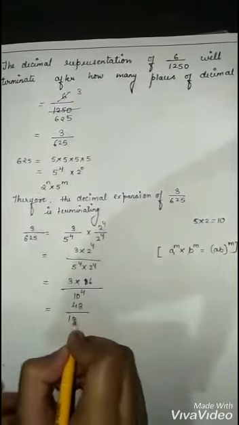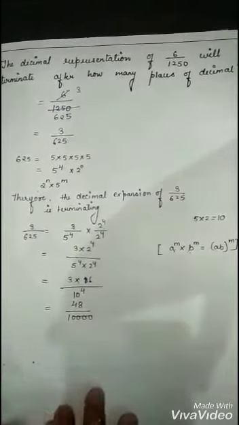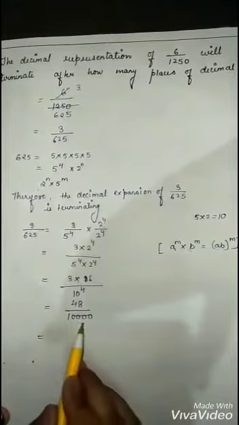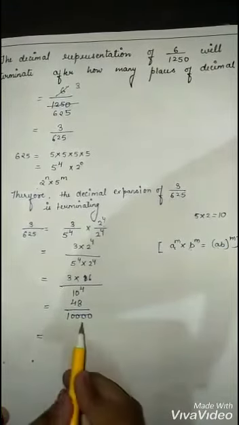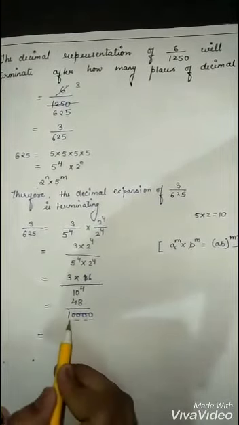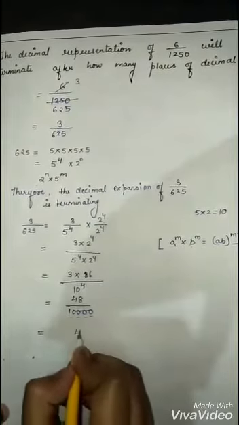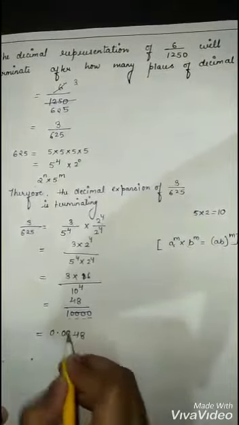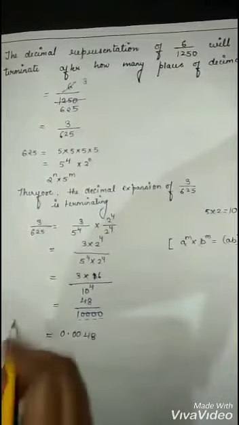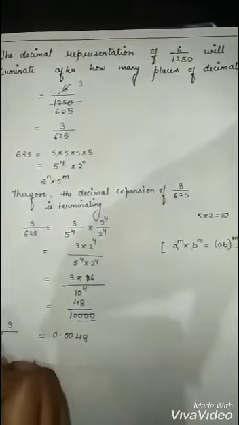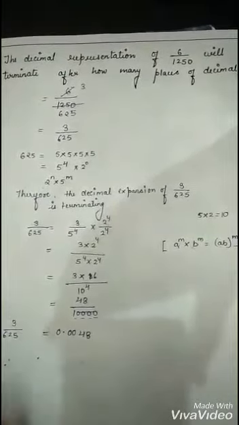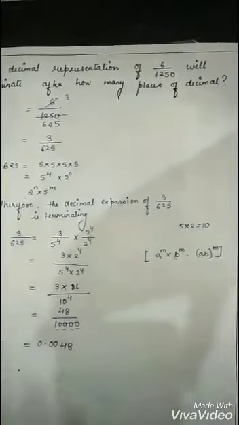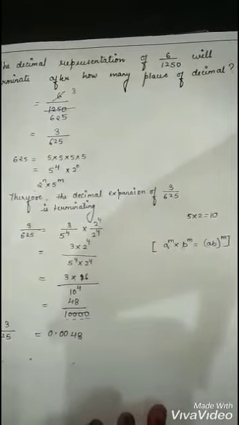I can write it as 48 upon 10,000. So I'm going to move the decimal point up to the 4th place, because there are 4 zeros. So the answer is 0.0048. This is the answer for 3/625. This is the complete solution of this question. Thank you.